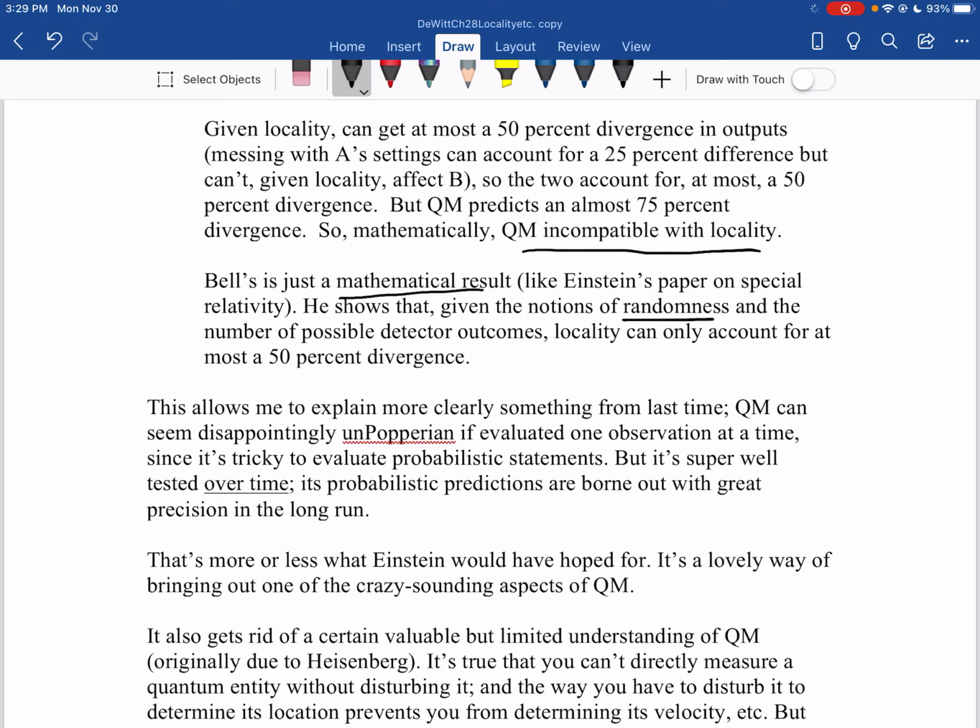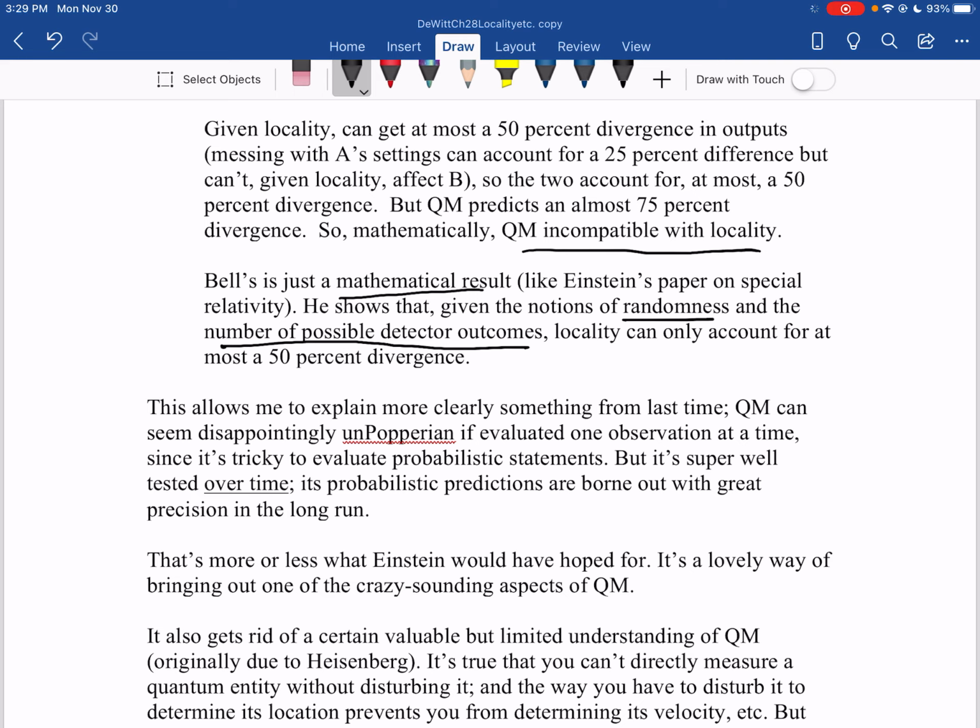That tells you something about long-term frequencies, right? And the number of possible detector outcomes. There are only so many possibilities, and given that the results are random and you can only generate so many different possibilities of agreement or disagreement, basically what he's doing is showing that locality can only give you a 50% divergence. If the details of that tend to escape you, I wouldn't worry about it too much.